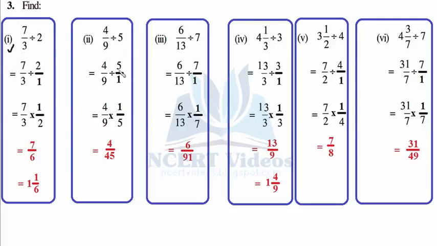Here 4 by 9 as it is, placing 1 below the denominator of 5. Now flip it, 1 over 5. 4 ones are 4, 9 fives are 45. It is proper.